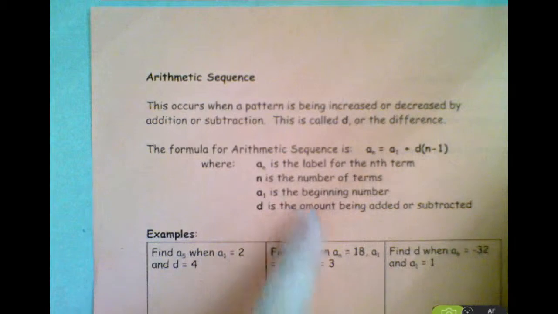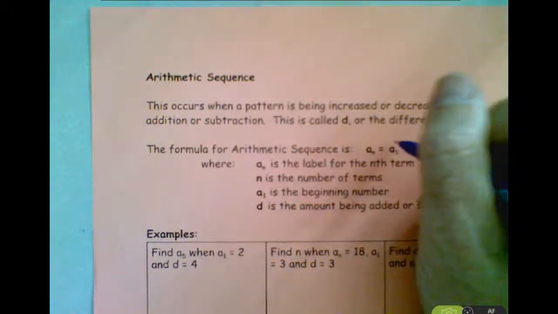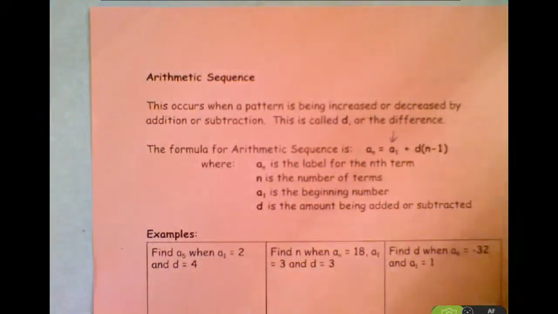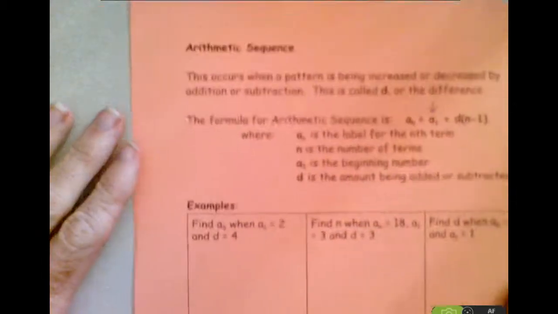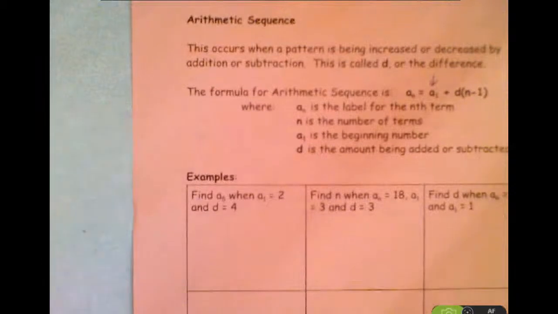N is the number of terms that you have. A1 is always your beginning number. It's always what you're starting with. And D is the amount being added or subtracted. So we know that from Wednesday, right? Okay, so now there's different ways that you can figure out, and you're always going to be missing one thing, and that's the thing that you're looking for.